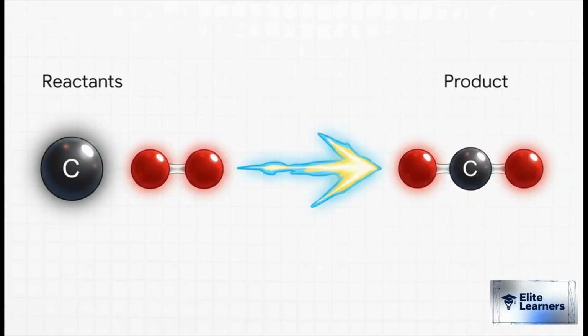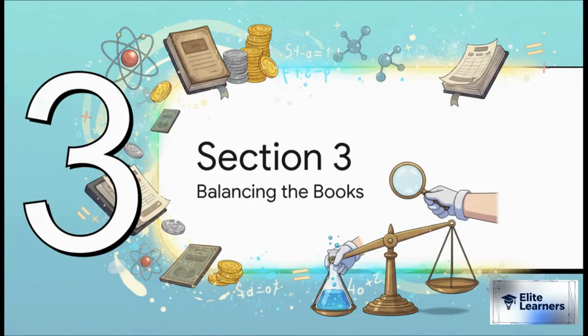This is a perfect example. On the left side of that arrow, you have your reactants, C for carbon plus O2 for oxygen. The arrow itself just means yields or produces. And on the right side, you've got your brand new product, CO2, carbon dioxide. Reactants on the left, products on the right. Easy peasy.